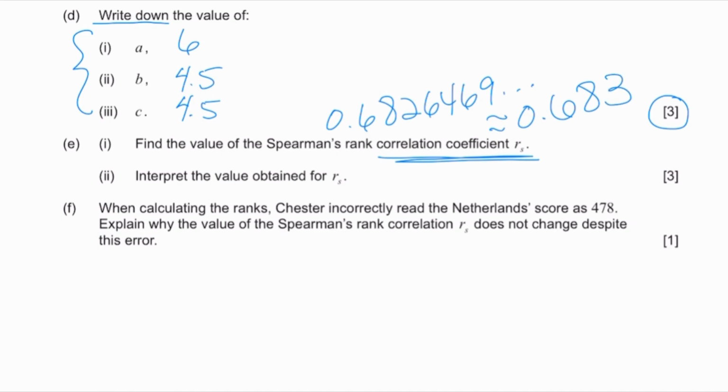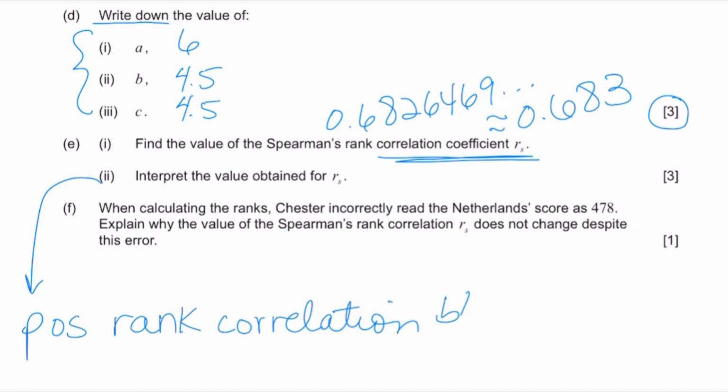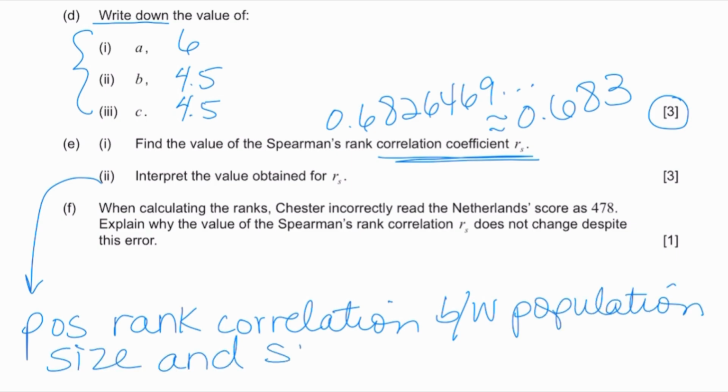Interpret the value obtained for RS. That means that there is a positive rank correlation between population size and score. For part F, when calculating the ranks, Chester incorrectly read the Netherlands score as 478. Explain why the value of the Spearman's rank correlation RS does not change despite this error. It would still be the highest score, and so the rank is unchanged. It is still going to rank number 1.